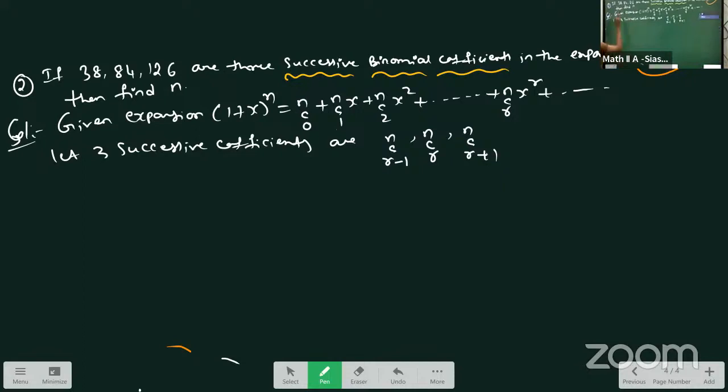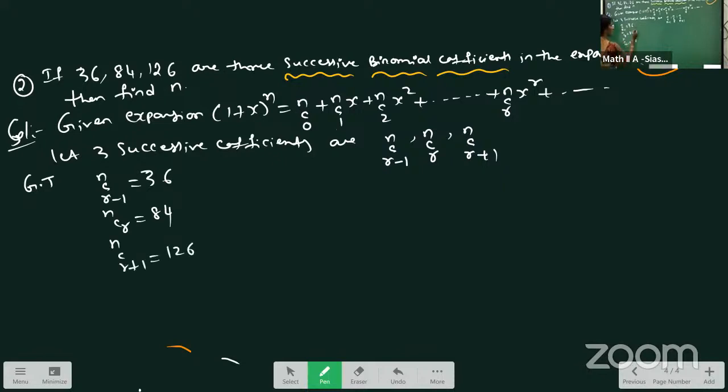He has given the coefficient values. NC(r minus 1) value is given as 36, NCr value is given as 84, and NC(r plus 1) value is given as 126. The same as the previous question, take these as equation 1, equation 2 and equation 3.